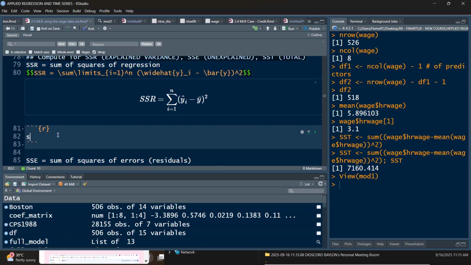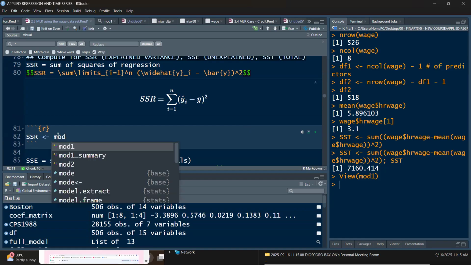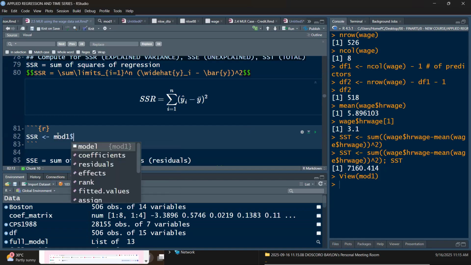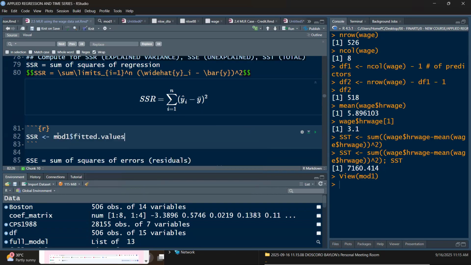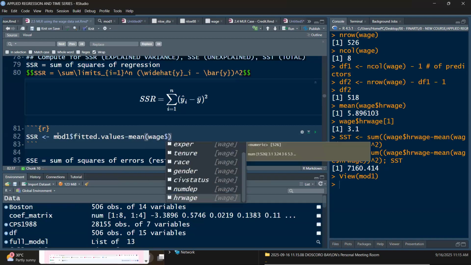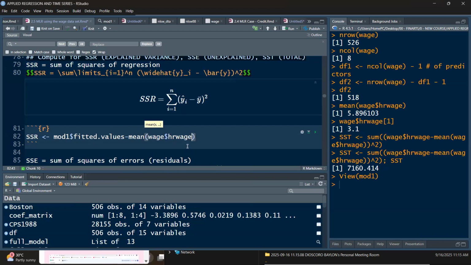Okay, so let's write here SSR equals, once again, class, let's get the predicted value. And we said a while ago that the predicted value, we can get it from model 1. Dollar, saan siya, class? Fitted values. Yan yung mga predicted values natin. Minus, once again, si mean na naman natin. Mean ni wage, dollar, hourly wage. There. So we're now getting the difference between the predicted value minus the average. But we have to square this, no?